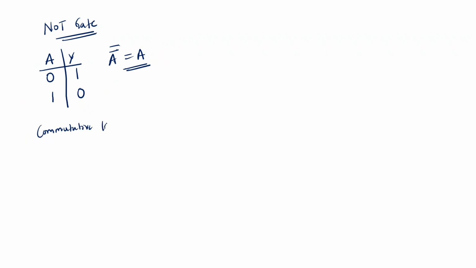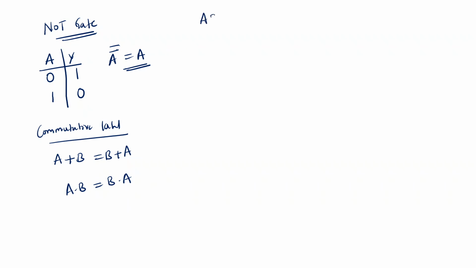Commutative law. So commutative law is nothing but A OR B equal to B OR A, and A AND B equal to, if you apply duality, B AND A. A AND B equals B AND A. That is commutative law. Okay.